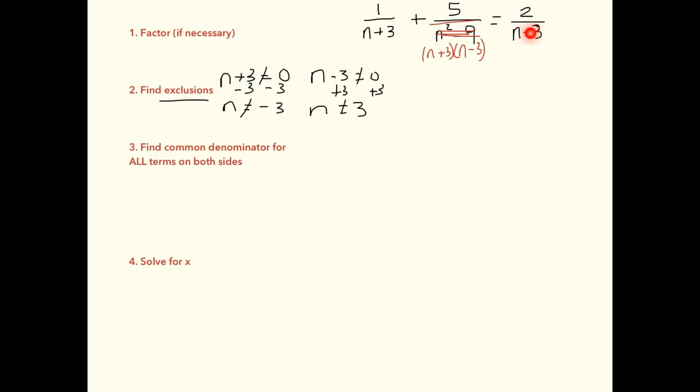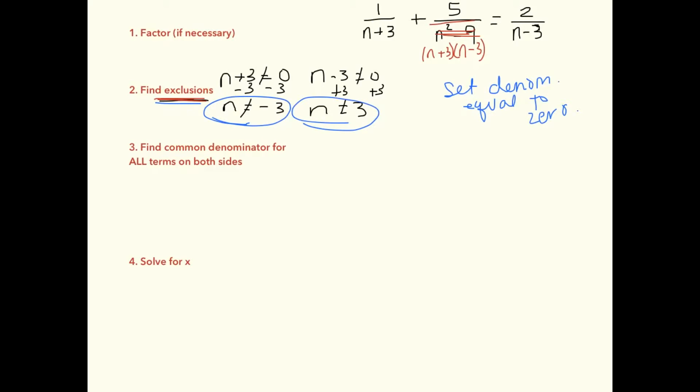So for your exclusions, you make the denominators equal to 0 and you solve. And those are the numbers that your variable cannot be. So n cannot be negative 3 and it cannot be positive 3. So no matter what we get when we do all this work, if it turns out to be negative 3 or positive 3, that's not an answer. It's not a solution. So this is something that you kind of have to find off on the side.